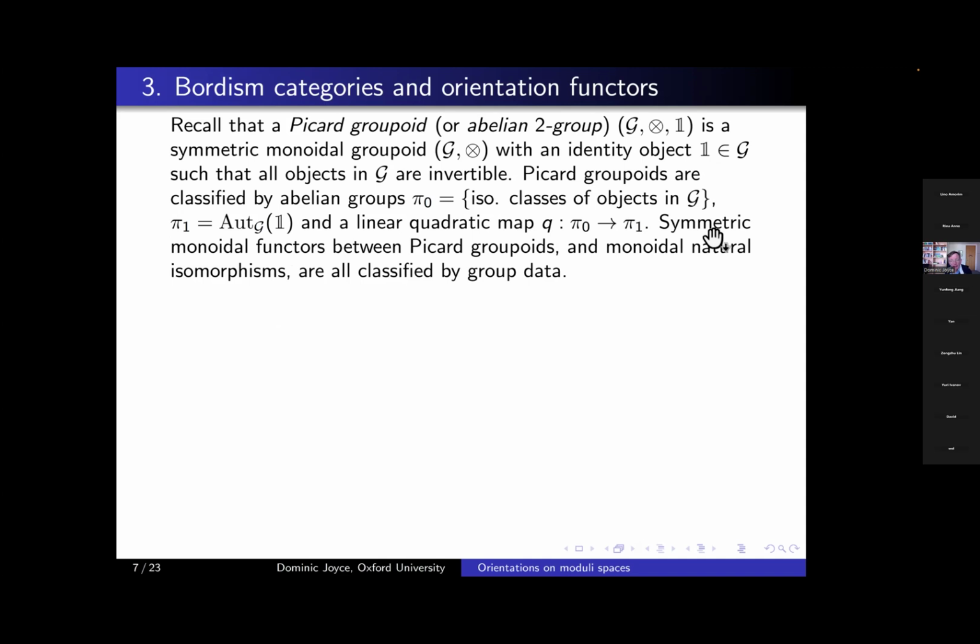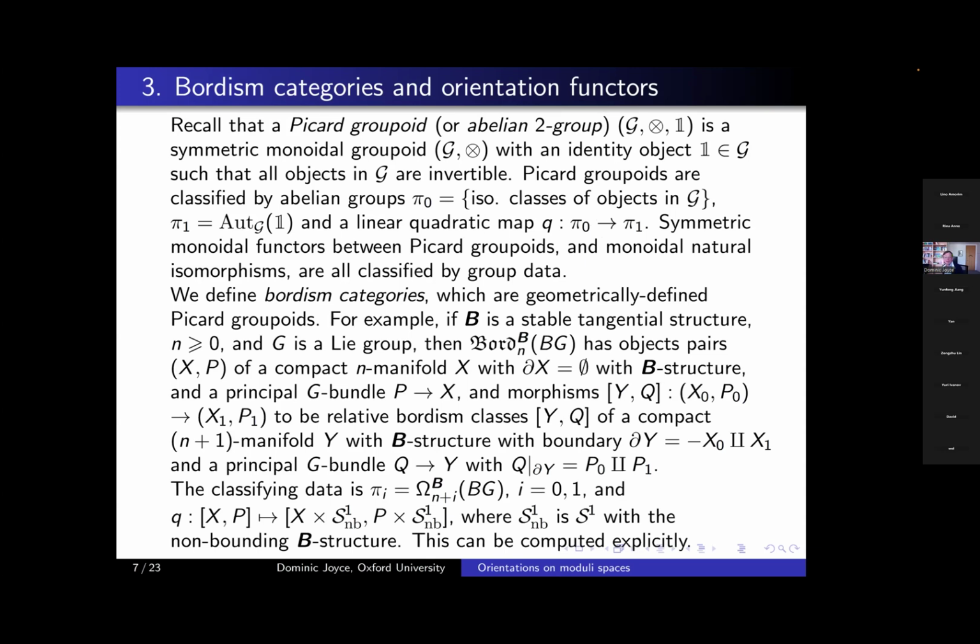Okay, so symmetric monoidal functors between Picard groupoids and monoidal natural isomorphisms can all be classified by data of this kind. So for example, a symmetric monoidal functor would induce a morphism from the pi0 of the first to the pi0 of the second, and pi1 to pi1, in a way which has to commute with the maps Q.